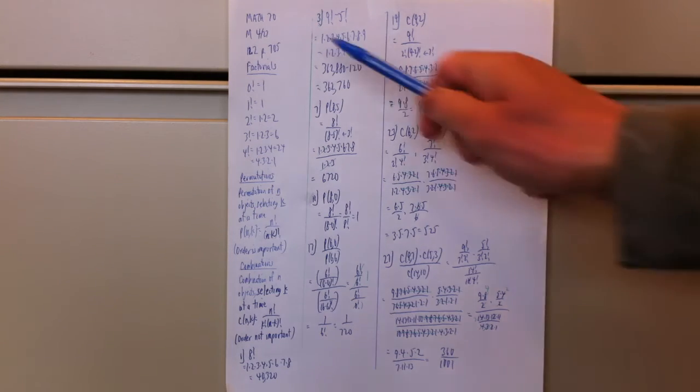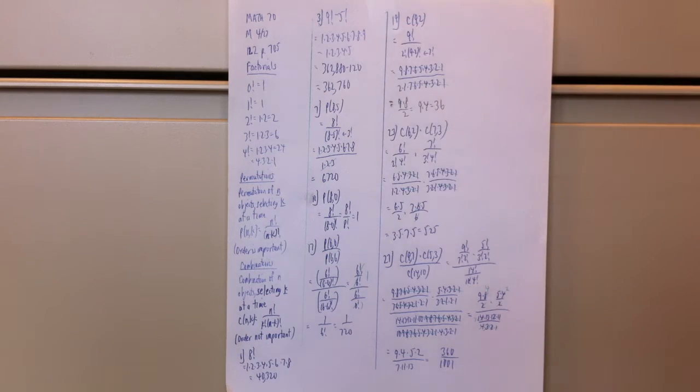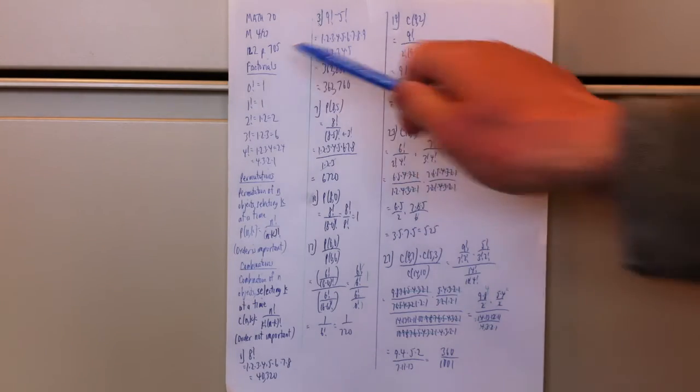These are notes from Elham's Math 70 from Monday, April the 27th, section 12.2, page 705. Today we'll be doing something called permutations and combinations. And we'll start off by introducing the factorial function.